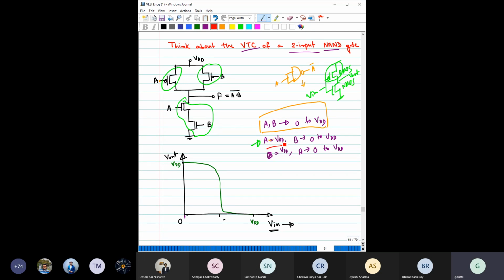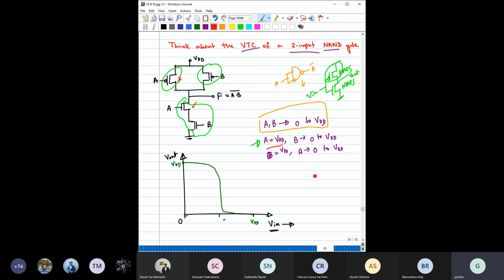Now let us say for the next case. Now you have fixed A equal to VDD. So now you have fixed A equal to VDD. So that means this transistor is always on, this transistor is always off. So for this pull-up network, compared to earlier, the strength has reduced. Strength has reduced means the resistance has now increased, right?